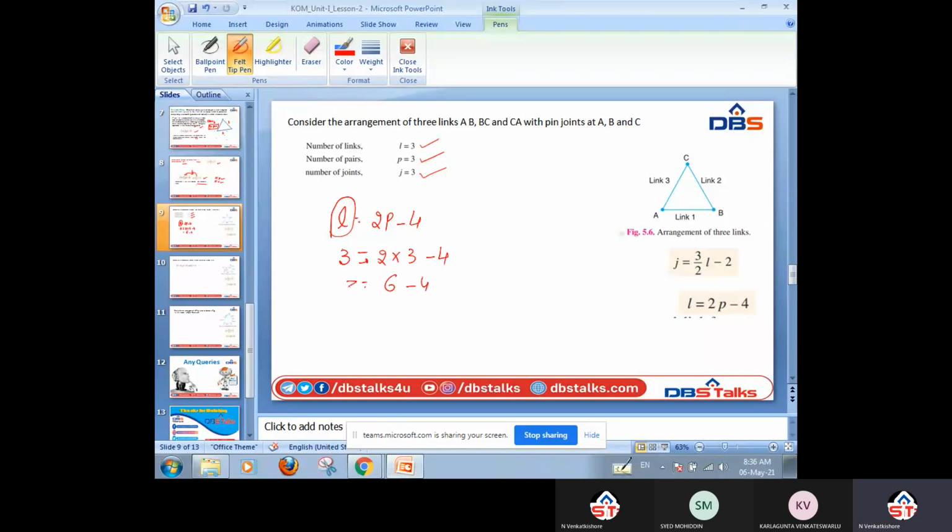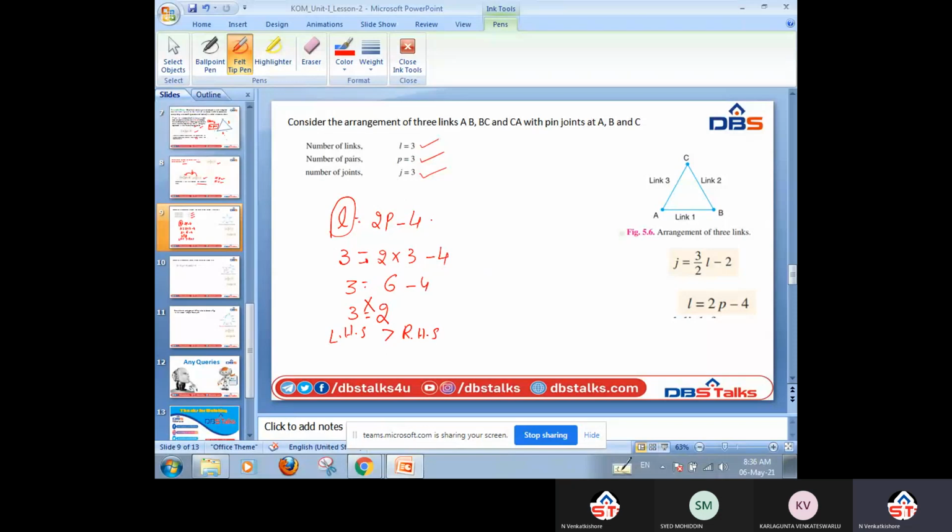But how many links are there? 3. So is 3 equal to 2? No. 3 is greater than 2. Here the LHS is greater than RHS. So it has to satisfy.